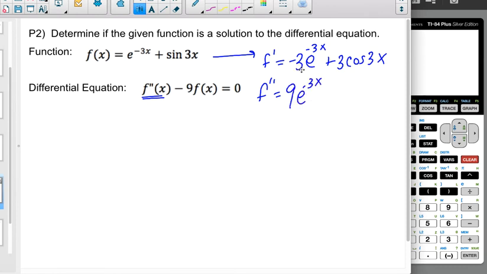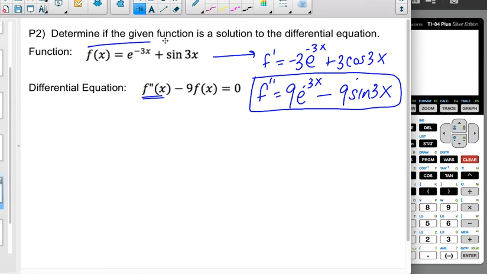Because the derivative of negative 3e to the negative 3x is negative 3e to the negative 3x times a negative 3. When I differentiate cosine, I get negative sine, and then I'm going to have to multiply by the 3 again because of the chain rule, right? So I get this as my f double prime. So now I'm checking that this and this plug in correctly to give me a 0.